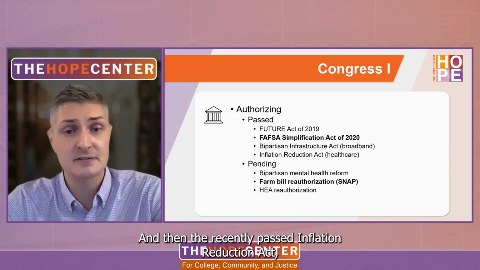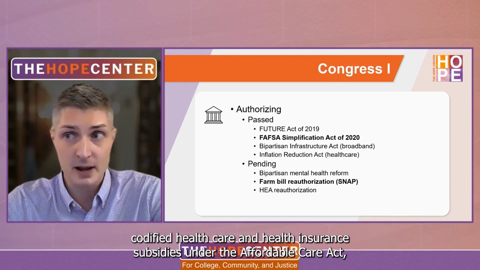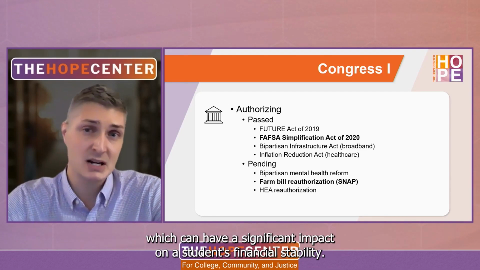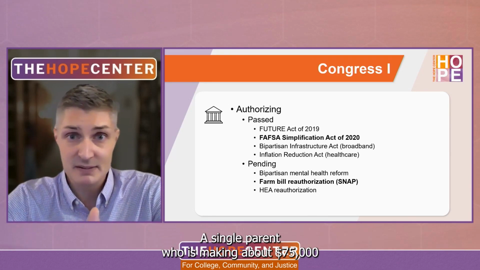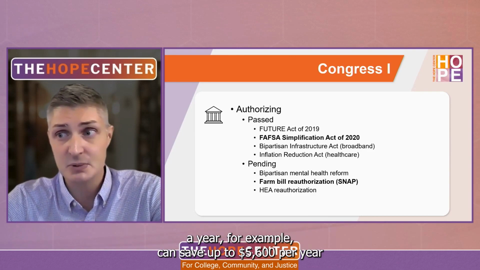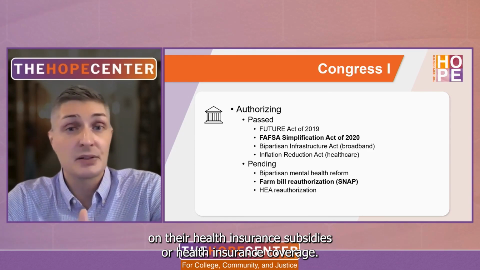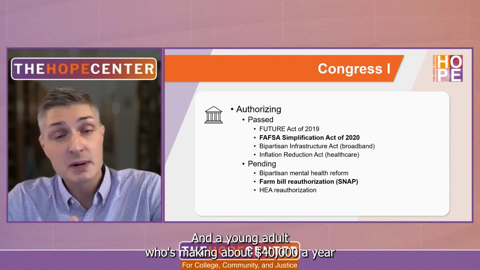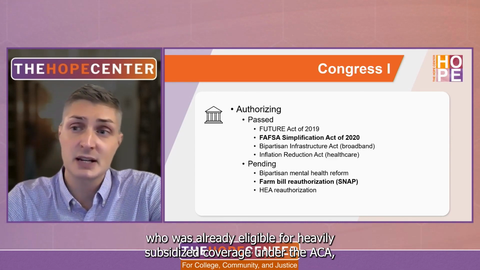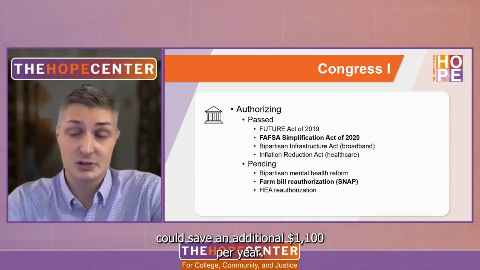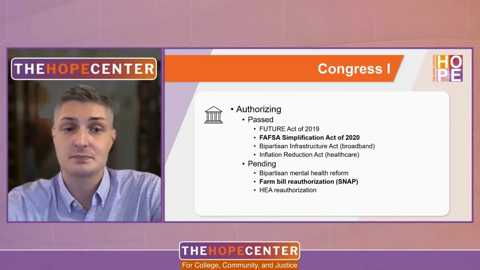And then the recently passed Inflation Reduction Act codified healthcare and health insurance subsidies under the Affordable Care Act, which can have a significant impact on a student's financial stability. A single parent who's making about $75,000 a year, for example, can save up to $5,600 per year on their health insurance coverage. And a young adult who's making about $40,000 a year, who was already eligible for heavily subsidized coverage under the ACA, could save an additional $1,100 per year. That could have a significant impact on students' ability to afford college.